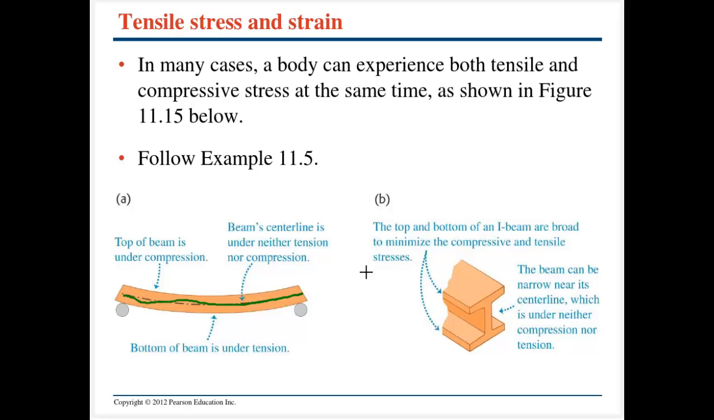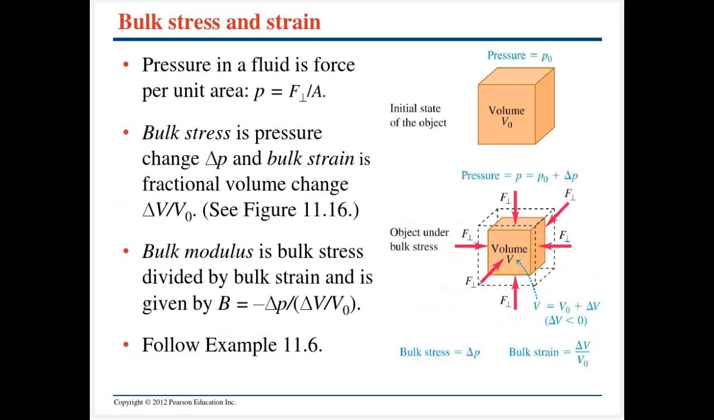And this center line of the beam is actually not undergoing tension nor compression. If you think about why an I-beam is shaped the way that it is, it could just be a regular old beam like that, but since the middle is not undergoing compression or tension, we just don't need all that material there. It's a waste of material. It's extra weight and extra resources, so an I-beam doesn't need to have much mass near the center.